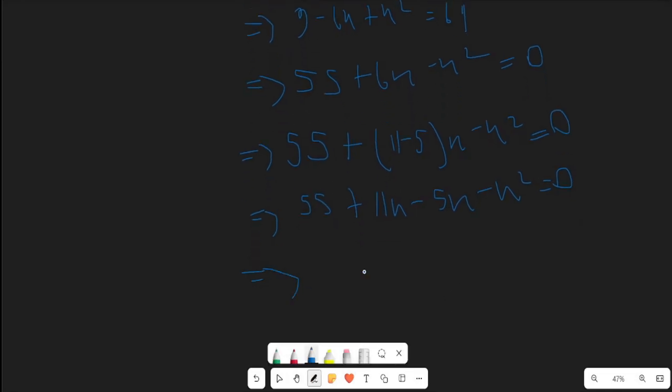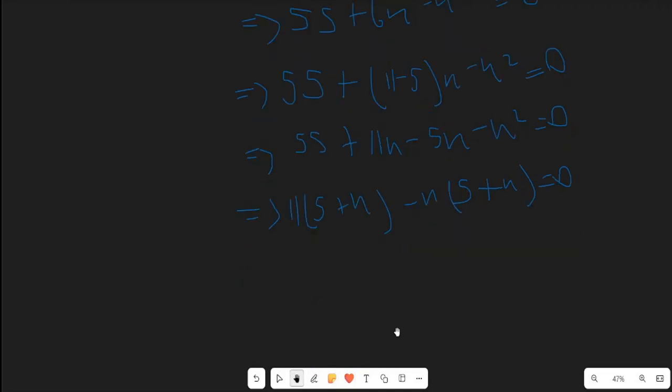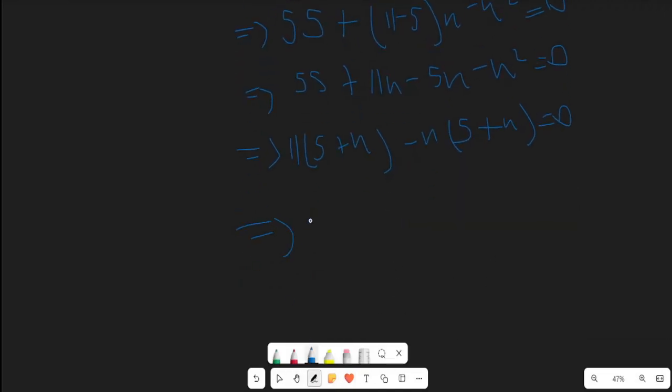Then we will take common. Let's go for taking 11. 11 times 5 plus x, and then we have x. I should take minus x times 5 plus x equals 0. Now the math is almost over. Here we have 11 minus x times 5 plus x equals 0.